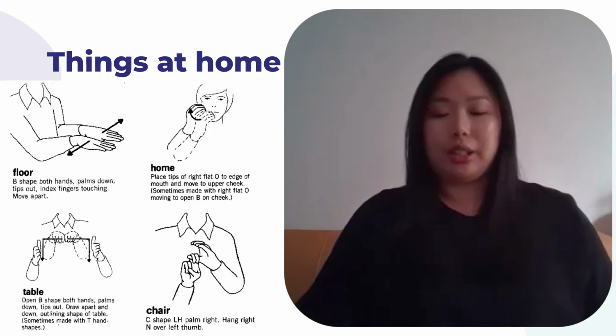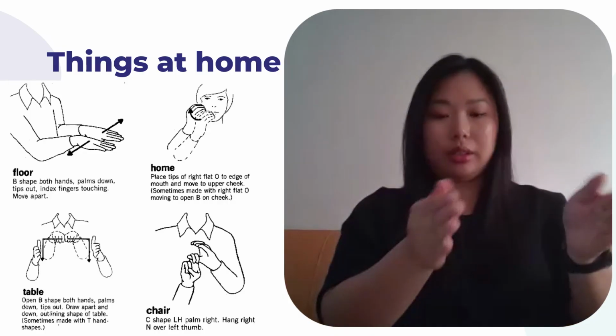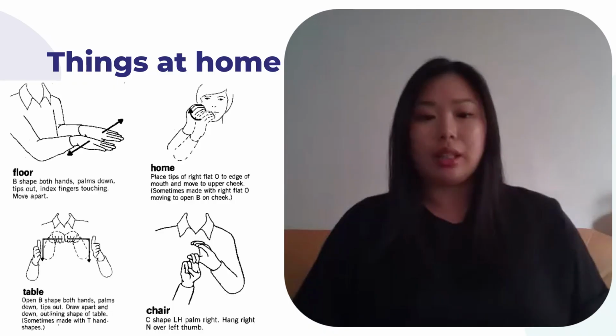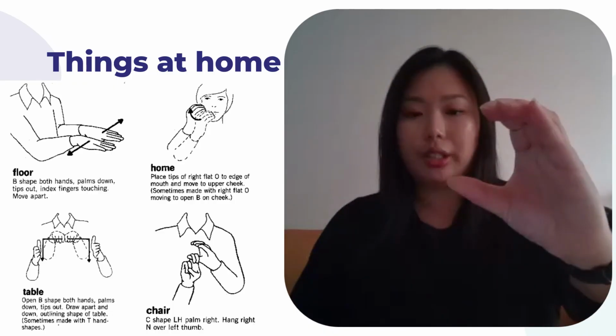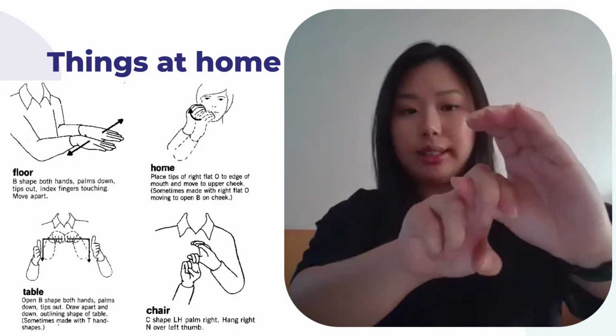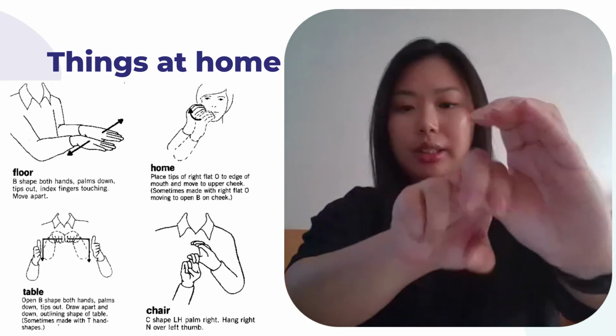Table, you outline the shape of a table. So you start up here, out, then down. Chair, you have C for chair, then you hang an N over the C. So it's like this is your chair and you have two legs that are sitting. Chair.